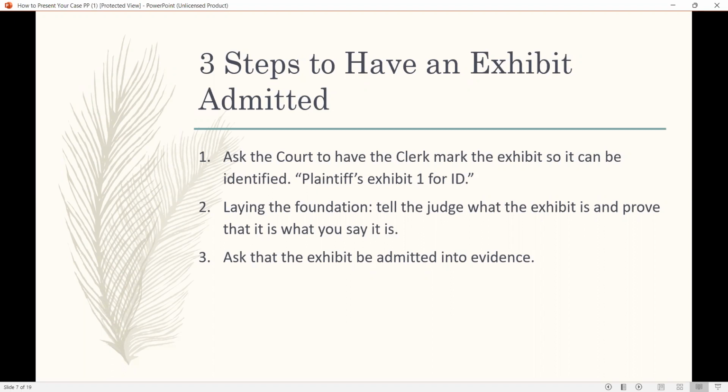One more thing about foundation. So laying the foundation really just depends on what the exhibit is that you're trying to have admitted. And again, the purpose is so that the court knows that the document is not just a fake or photoshopped, and that you have some degree of personal knowledge that it is what you say it is.